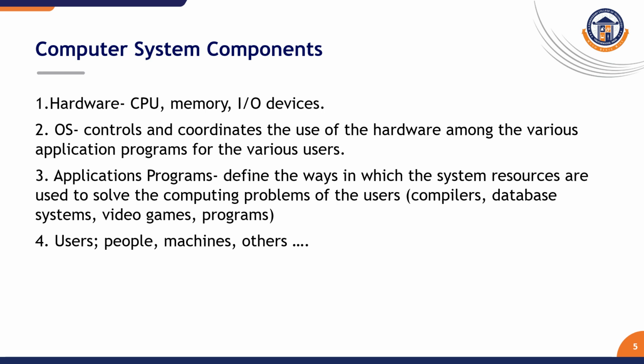A general purpose operating system has three components. One is hardware, which consists of CPU, memory, and I/O devices, and then the operating system. It controls and coordinates the use of hardware among various application programs for various users. An application program defines the way in which system resources are used to solve computing problems of the users, that is compilers, database, video games and programs. Users are people, machines and others.